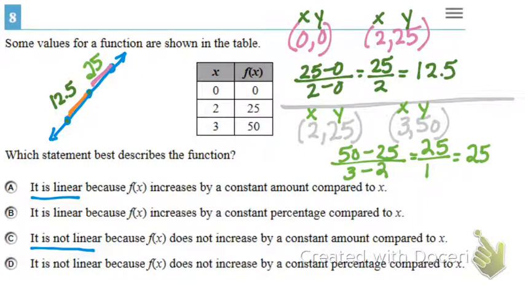So this is not a linear equation because it's like it went like this and then it had a steeper slope. Has a little bit of a curve to it. So it's not linear, and it's not linear because f of x doesn't increase at the same amount compared to x, meaning the change in y compared to the change in x is not the same. The slope is not the same.